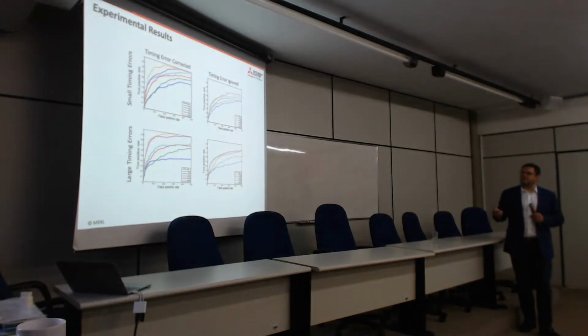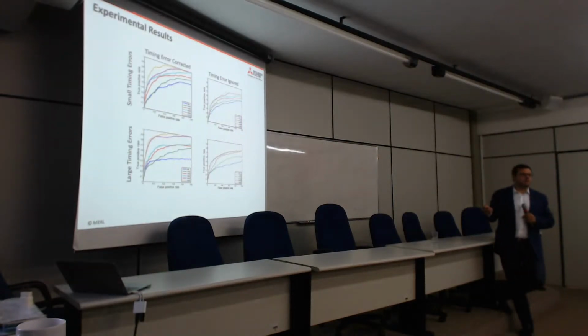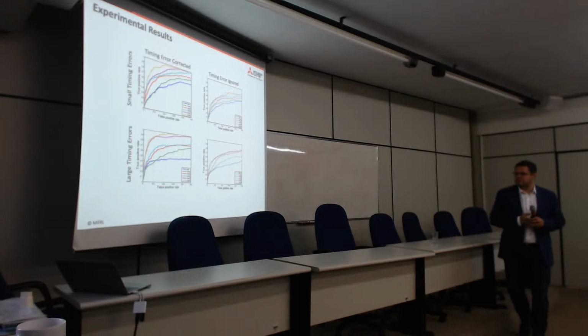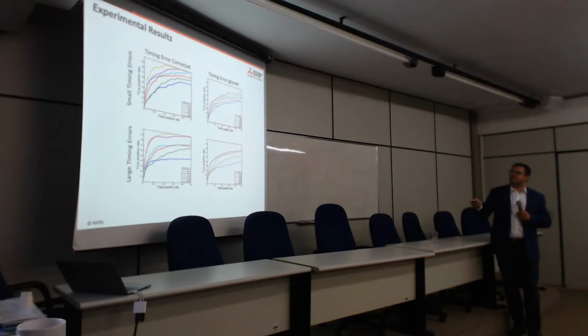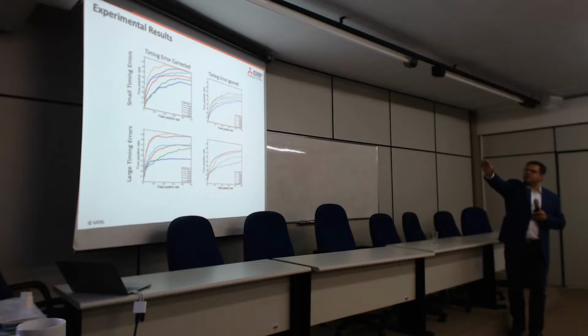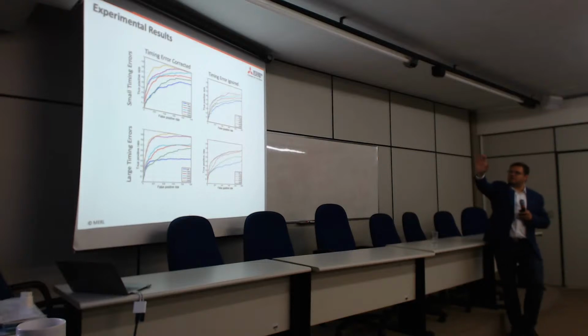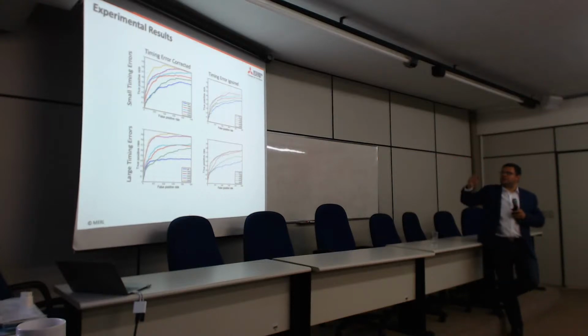We can look at ROC curves, so receiver operator characteristics, false positive versus true positive, and you see, I guess my battery's dying. So at the top you see what happens if you have small timing errors, and on the bottom if you have large timing errors, and on the left you see what happens if you correct the timing error, and on the right if you ignore the timing error. And as you can see, it always pays off to correct the timing error.